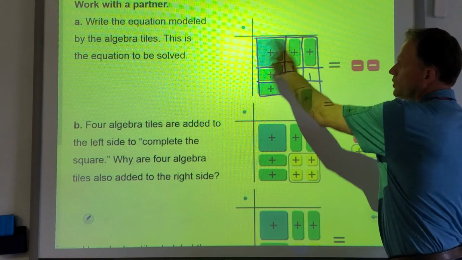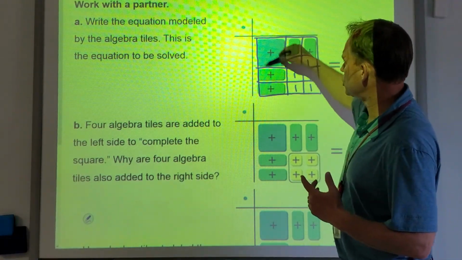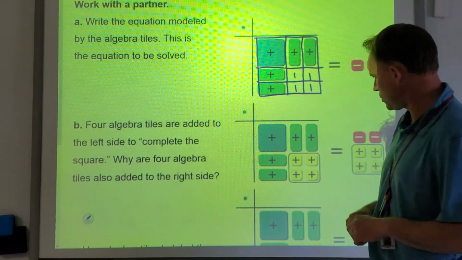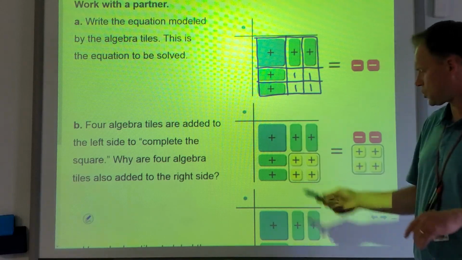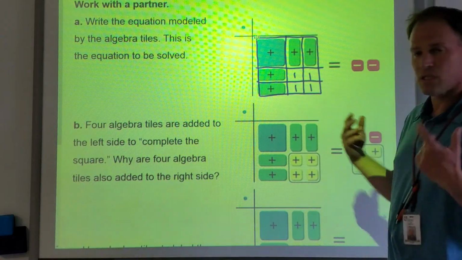Okay, so when you play with algebra tiles, you have the x squared size tiles, you have the x size tiles, and you have the 1 size tiles. So you see here they completed the square with 4 ones. That's literally what this means.